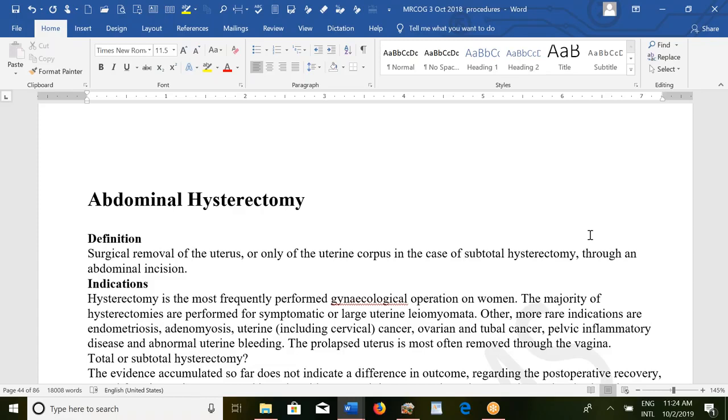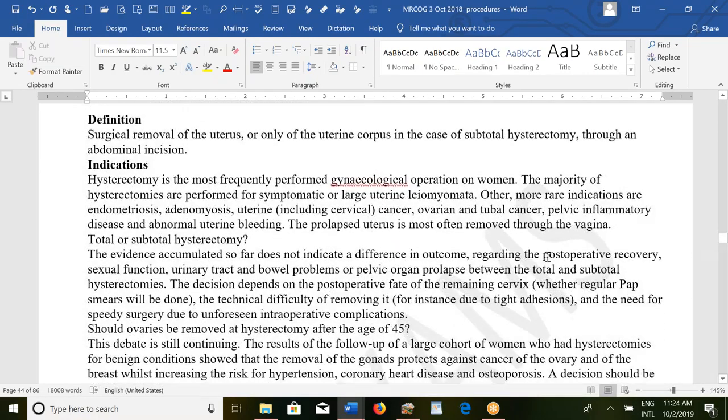If this is a viva, then you should say we are going to remove the uterine corpus in the case of subtotal hysterectomy through an abdominal incision. It is important to say that when you remove the womb through an abdominal incision, this is abdominal hysterectomy. Otherwise, you can do it from down below or laparoscopically. Regarding indications, abdominal hysterectomy is still the most frequently performed gynecological operation on women.